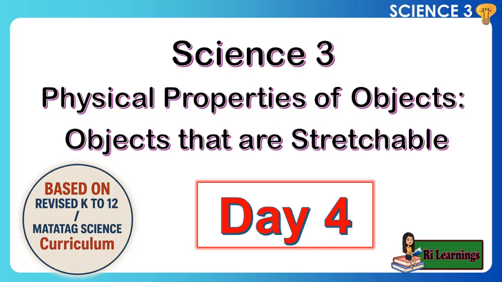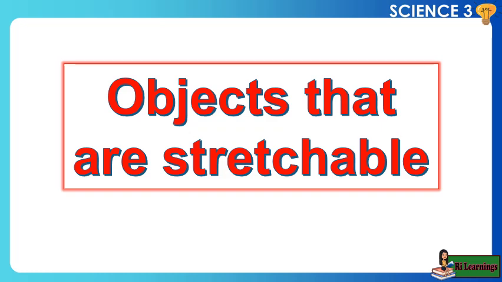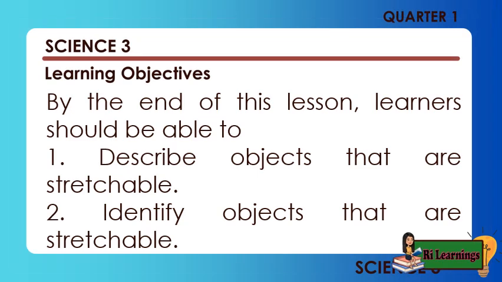Science 3. Physical properties of objects. Objects that are stretchable. By the end of this lesson, learners should be able to: 1. Describe objects that are stretchable. 2. Identify objects that are stretchable.